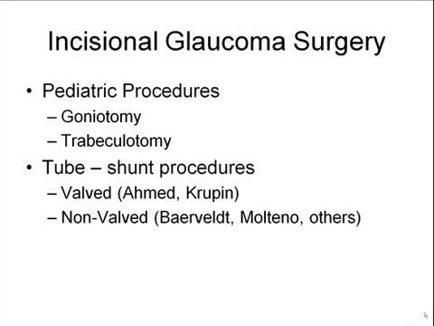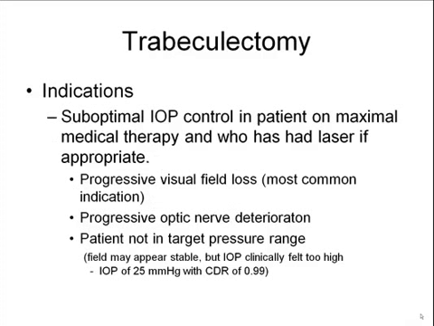There are a number of other glaucoma surgeries, pediatric procedures such as goniotomy and trabeculotomy. Then you have your tube shunt procedures like your Ahmed or Krupin, which are valve setons, and your Baerveldt's, Molteno and others, which are your non-valve setons. Let's first go over trabeculectomy.